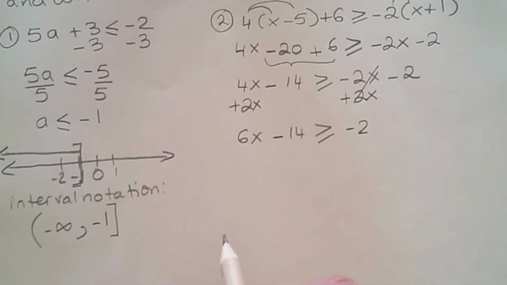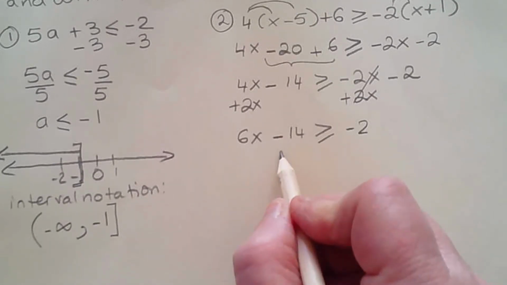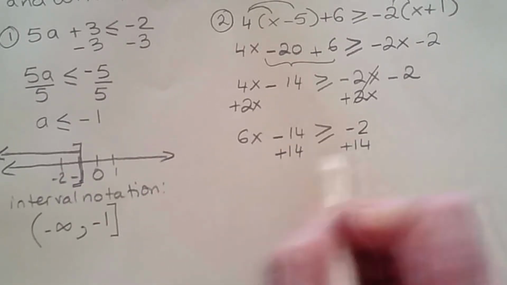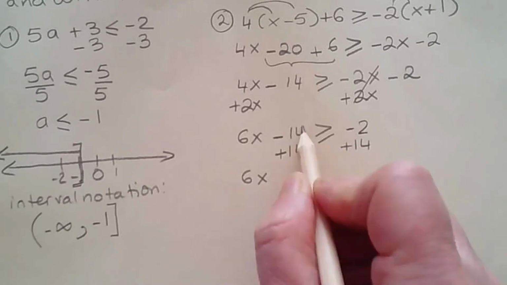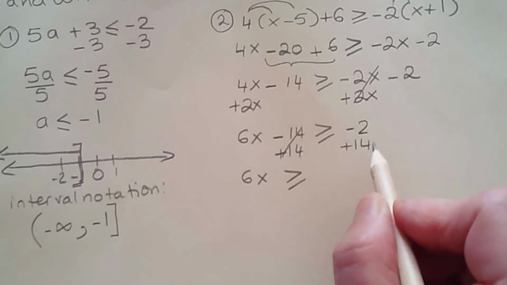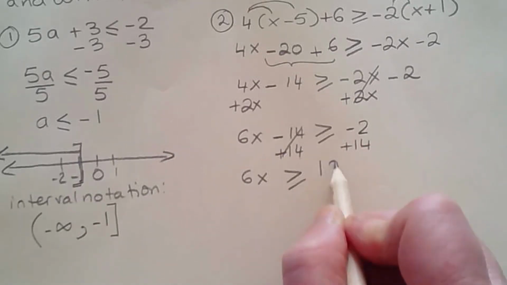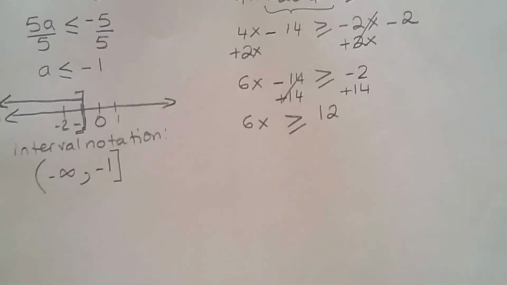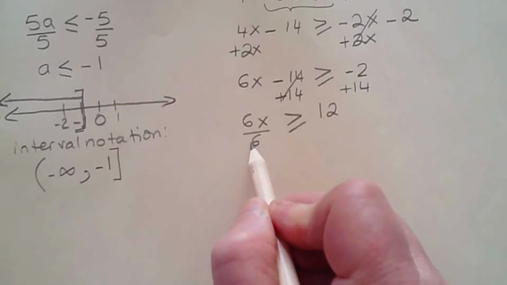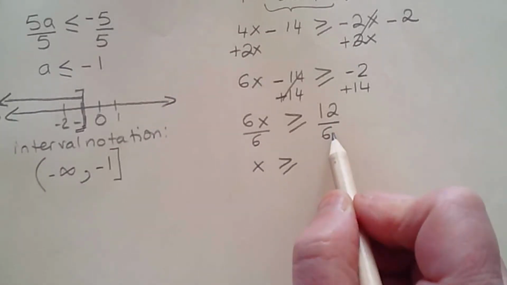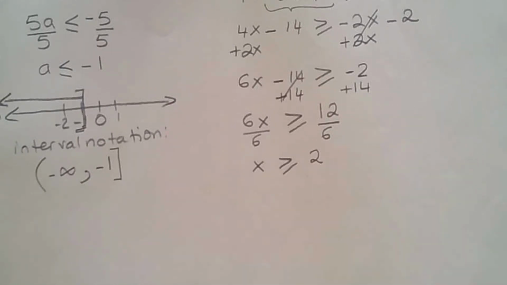Now isolating the variable as we did in the first problem, we need to add 14 on both sides, and we get 6x, this cancels, greater or equal to -2 plus 14, or you can think about it as 14 minus 2, which is 12. Now dividing by 6 on both sides, we get x greater or equal to 12 divided by 6, that's 2. That is the solution for this inequality.